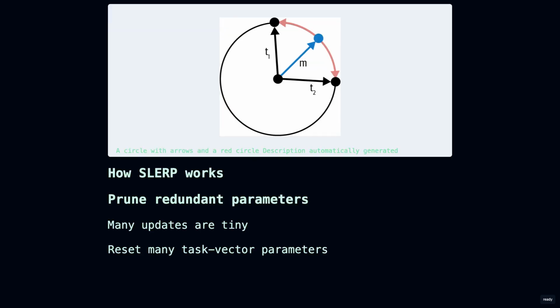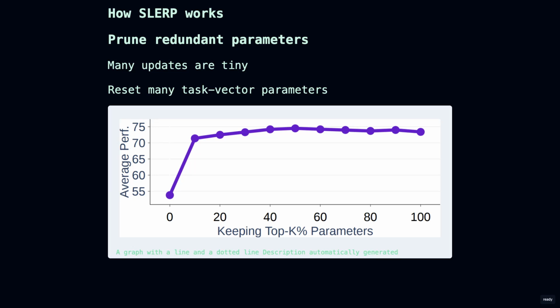TIES merging showed that you can reset a large fraction of task vector parameters back to the base model with little loss. In other words, not every learned change is equally important for the task. The plot shows that performance can stay strong even after many parameters are removed. That supports the idea that pruning before merging can reduce interference without destroying the useful task signal.